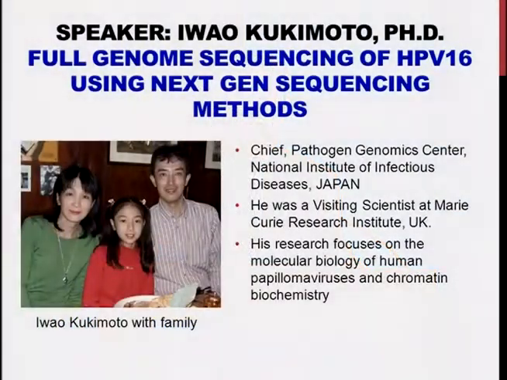Following Dr. Bravo will be Dr. Kukimoto. He's the Chief of the Pathogen Genomics Center at the National Institute of Infectious Diseases in Japan. His topic will be the use of new technology, next-gen sequencing, and specific polymerases for the identification of HPV-16 full genome sequencing. More and more we're going to hear and learn about the introduction of new technologies into genome analysis, both for basic science use and for diagnostics. He was a visiting professor or scientist at the Madame Curie Research Institute in the UK, and we see a nice picture of him with his family.